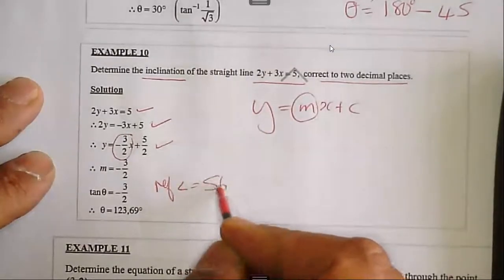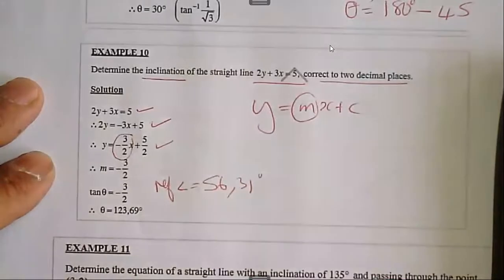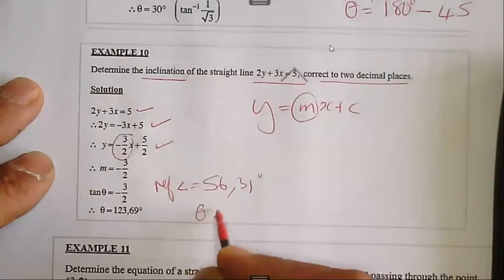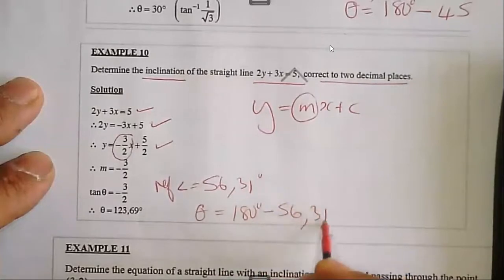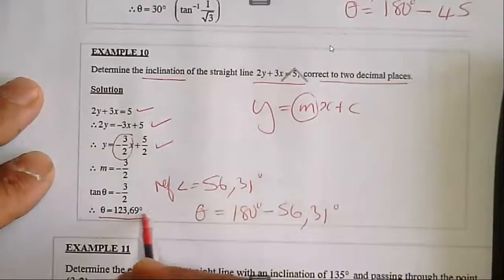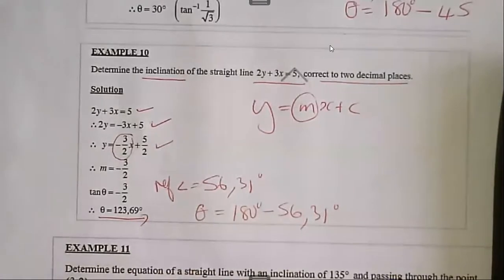56,31 is your reference angle. So theta is therefore 180 minus 56,31, and that gives you 123,69. Are we okay with it, guys? Cool. Next example, 11.